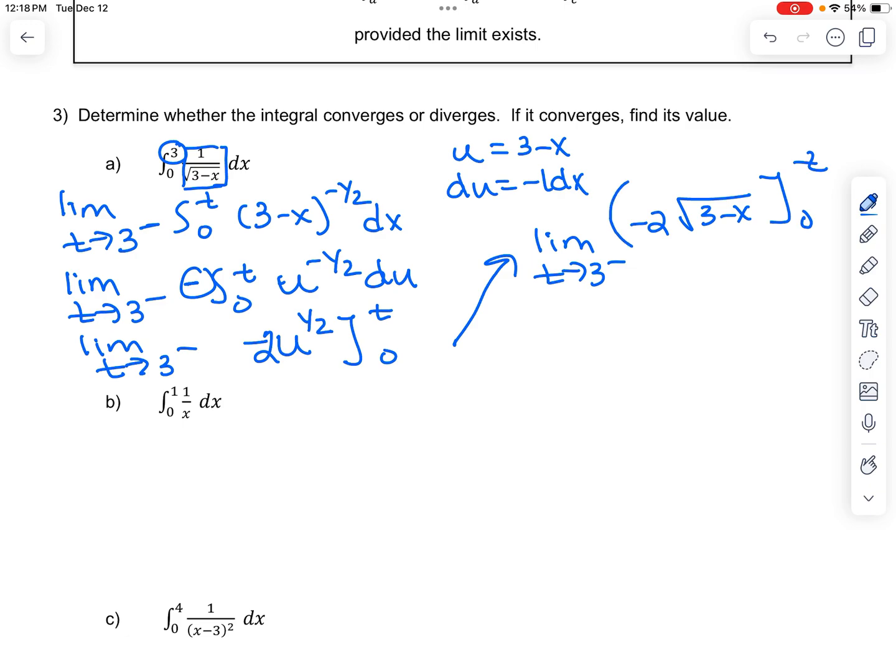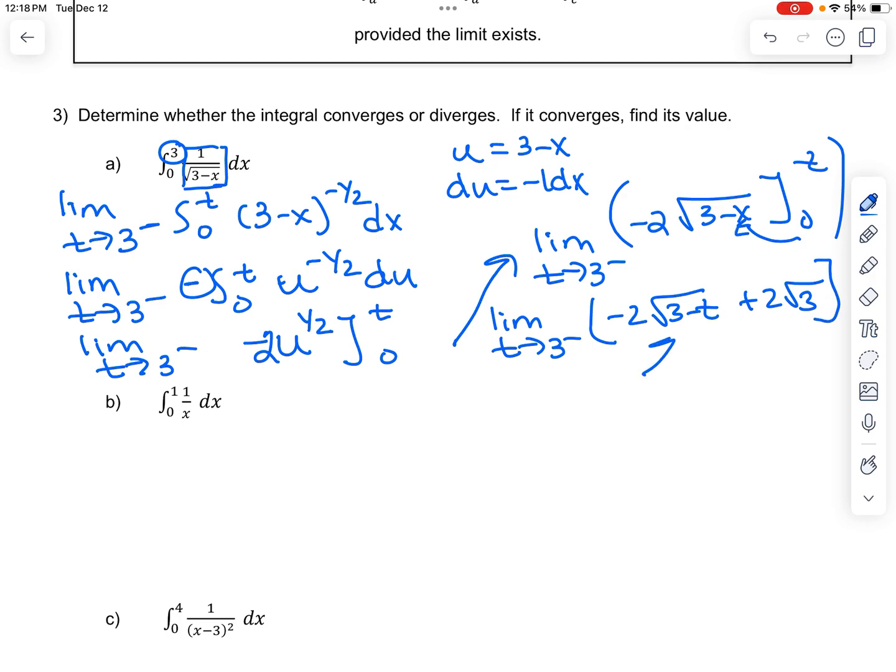Okay, now let's go ahead and plug it in and see what we get. I'll go ahead and plug in the bounds first. So square root of 3 minus t plus 2 square root of 3 if I plug in the 0. And now let's take the limit. If I plug in 3 for t here, this approaches 0, so I have 0 plus this, the limit stays 2 square root of 3. So we say this integral converges to 2 square root of 3.